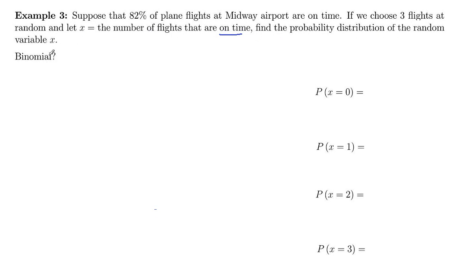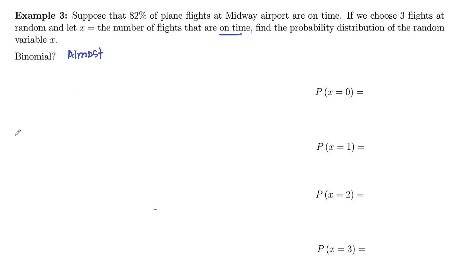So first, is it binomial? For binomial, we need identical trials. We're choosing 3 flights randomly, so those are identical. We need 2 outcomes. The flights are either on time or late. The probability of a success, the probability on time, needs to be the same, and it is 82% for any random flight. And then trials are independent. Some plane flights are independent of each other, but if you've got a connecting flight, if a flight's late, it can make a following flight late after it. So this may not be completely independent, but we'll analyze it as a binomial. In most cases, it would be binomial.